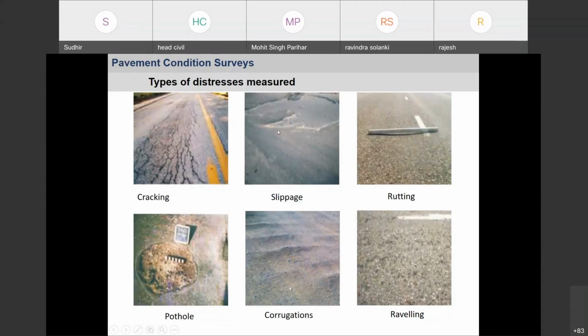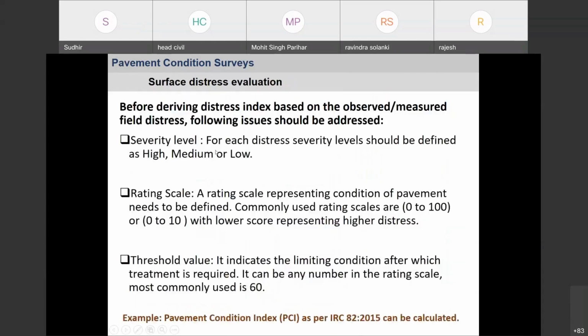Okay, so we have understood that we can obtain these surface distresses through any of the approaches, but before analyzing this data further, or before deriving any distress index based on the measured field distresses, there are some issues that need to be addressed.